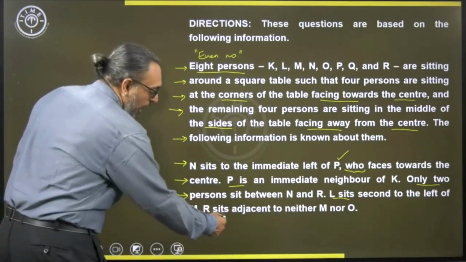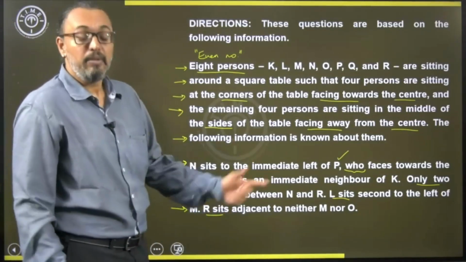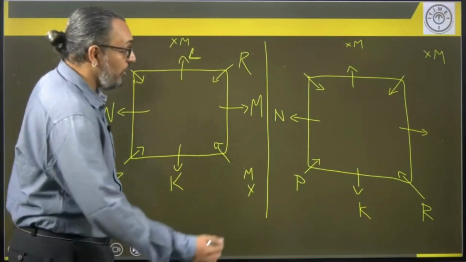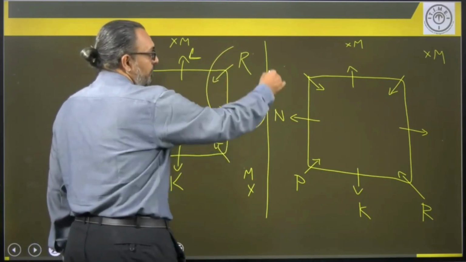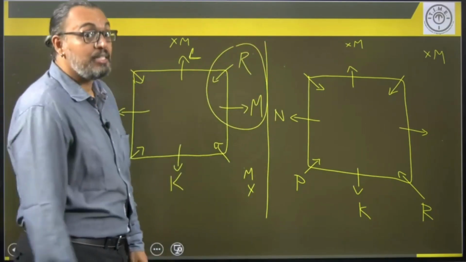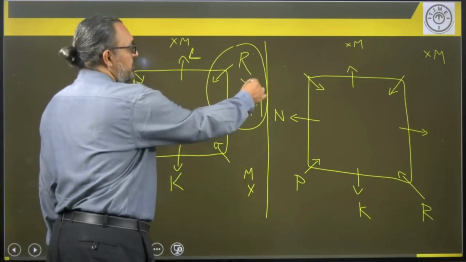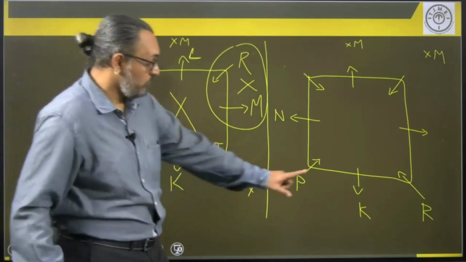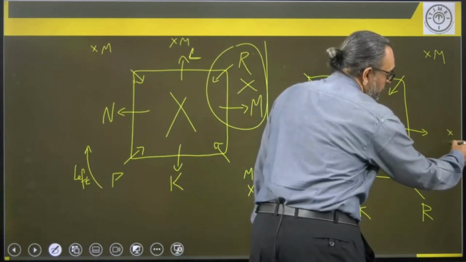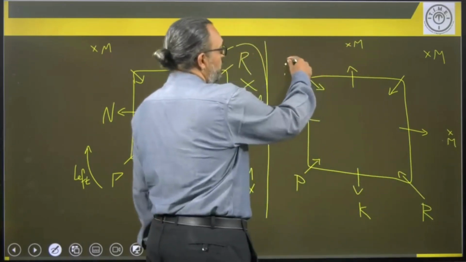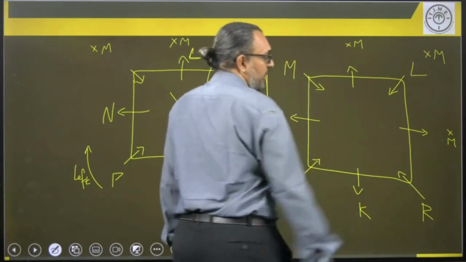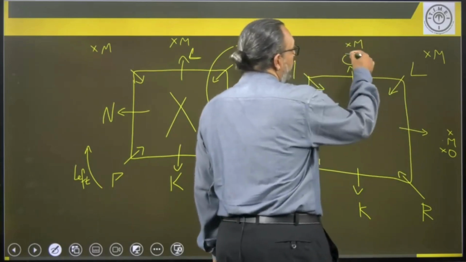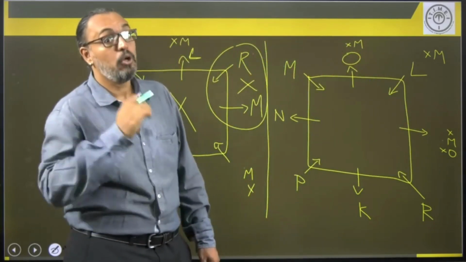One last instruction is R sits adjacent to neither M nor O. Okay. So R is adjacent to neither M nor O. Now unfortunately, see here, we have R adjacent to M. So I cannot use this arrangement anymore. Since R is here, R should not be adjacent to M. That means this is the only position for M, then second to the left of M you have L. And then you cannot have O in this position also. So O will be here, because R is adjacent to neither M nor O.